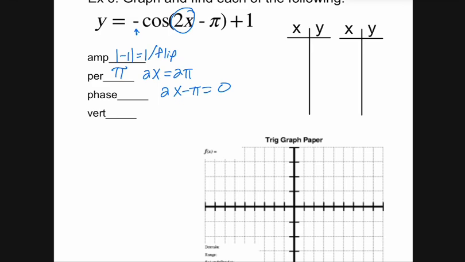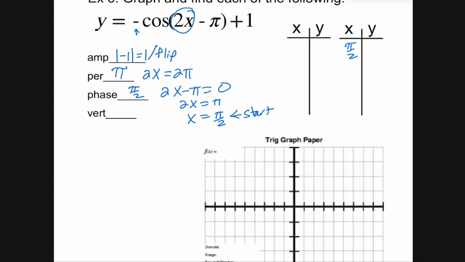You always set that parenthesis equal to 0 for our phase shift, and you solve for x. So you're going to get 2x equals pi, x equals pi over 2. That is our start. Let's put it on the page. The phase shift is always our starting value. Put it on the page. Put it on your XY chart.